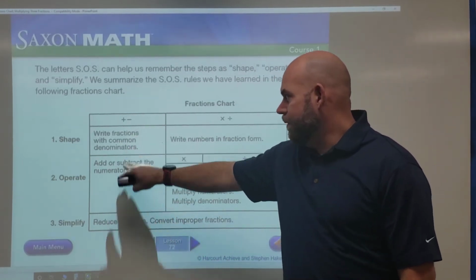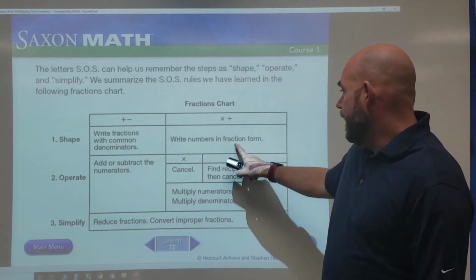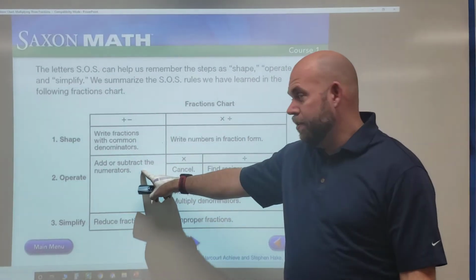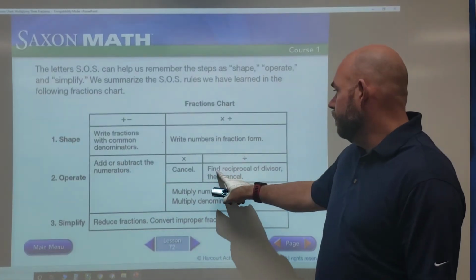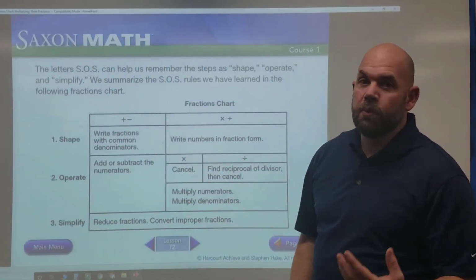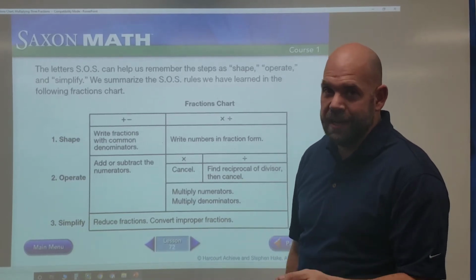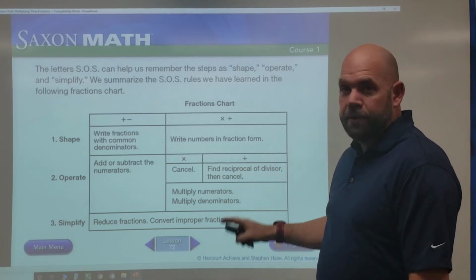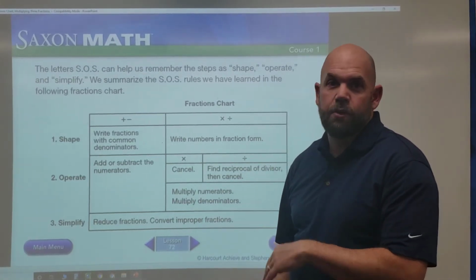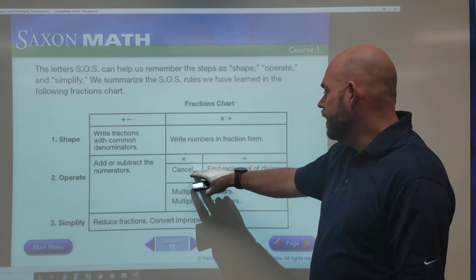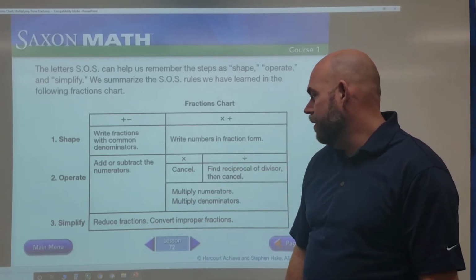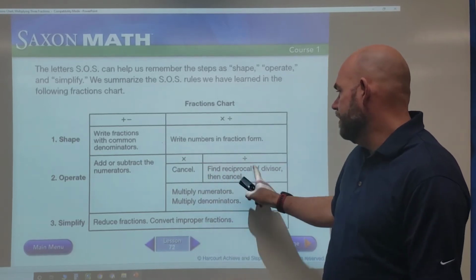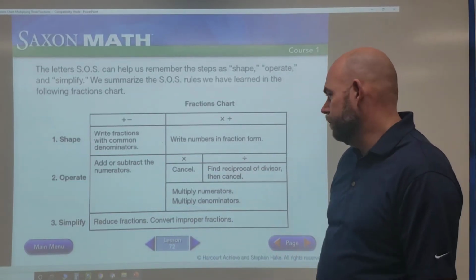When we shape, we write the fractions with common denominators, and we put them in fraction form. Then if we're adding or subtracting, we just add or subtract the numerators. If we're multiplying, remember we learned how to do canceling, and we're going to do that today with multiplying 3 numbers. If you're dividing, you find the reciprocal. Remember, instead of dividing by a fraction, you always multiply by the reciprocal. Once you've done either of those things, you just multiply the numerators and multiply the denominators. You do that for both multiplication and division because you've changed division back to a multiplication problem.